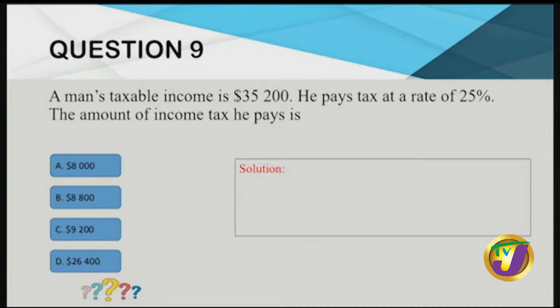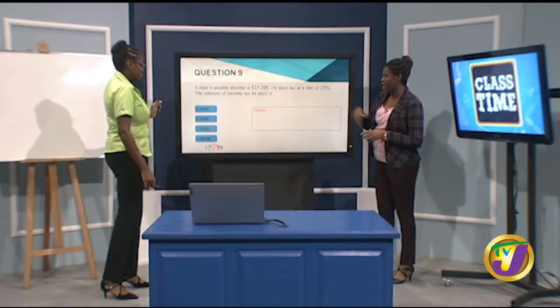We can look to eliminate answers quickly. A is 8,000, and if we work it backwards, multiplying 8,000 by 4 gives 32,000, so A cannot work. Working backwards means you multiply the answer by 4.